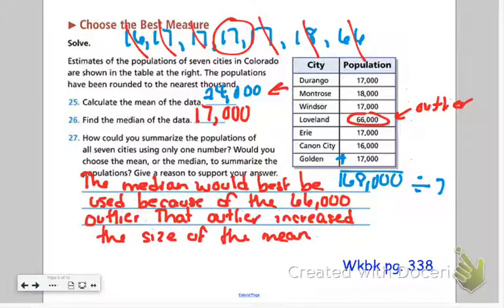If I didn't have that outlier there, if that was like 18,000, 19,000, 20,000, even 14,000, 15,000, it seems to go closer to the rest of the numbers, then I would say maybe the mean would have been more accurate. But because of that outlier, the median would be the best way to go.